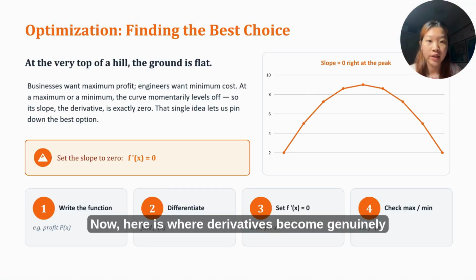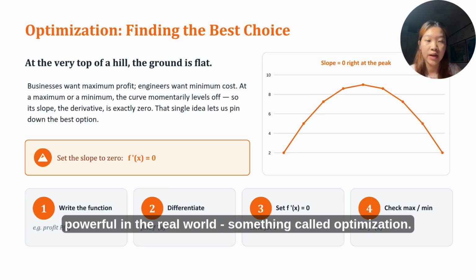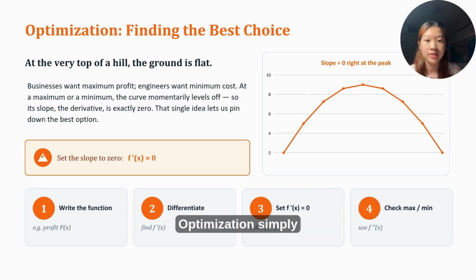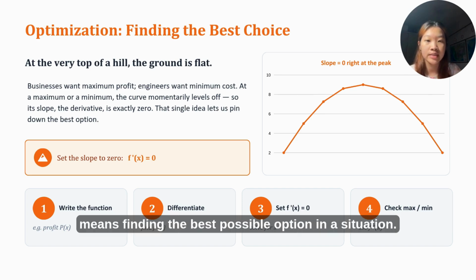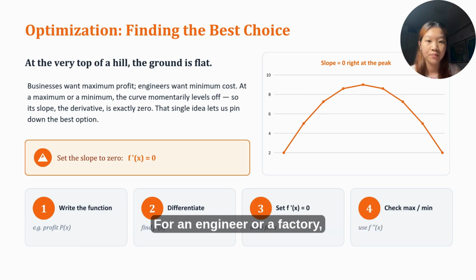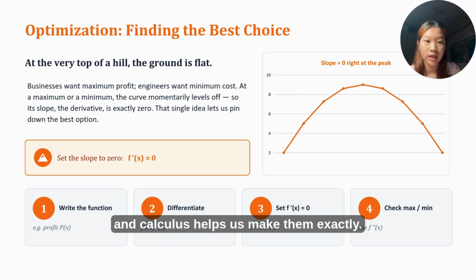Now, here is where derivatives become genuinely powerful in the real world. Something called optimization. Optimization simply means finding the best possible option in a situation. For a business, that might mean the maximum profit. For an engineer or a factory, it might mean the minimum cost or the least material used. These are decisions worth real money, and the calculus helps us make them exactly.